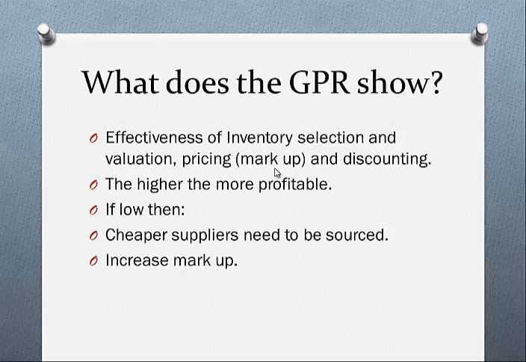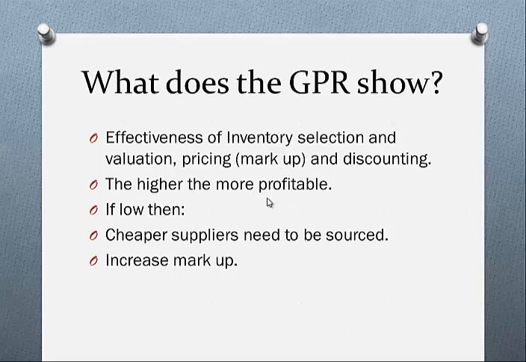For example, if I buy an article of clothing for $50 and I have a markup of 100%, so I put another $50 on top of that, so my sales price that I sell to my customers is $100.